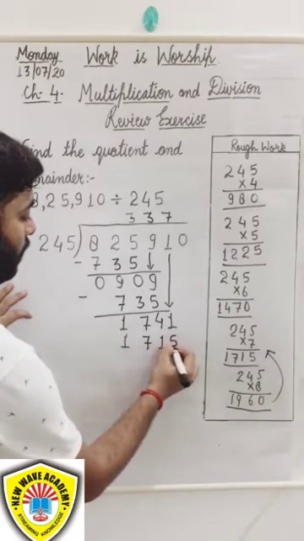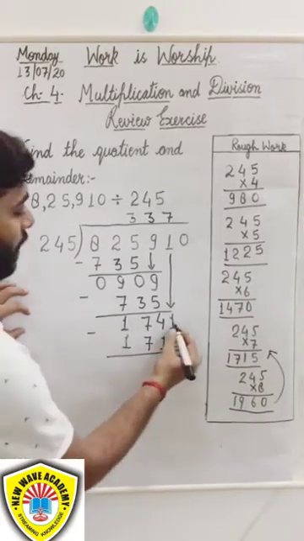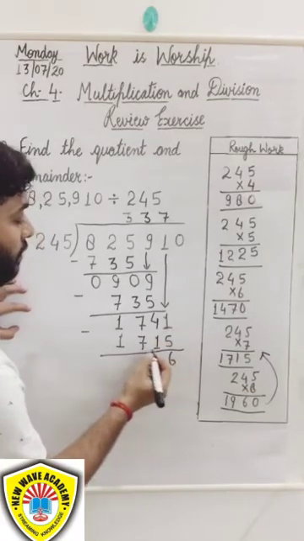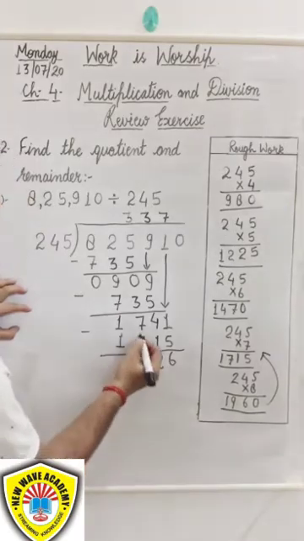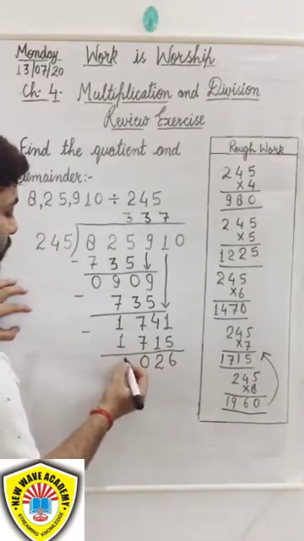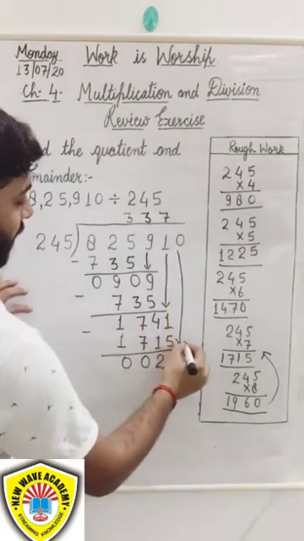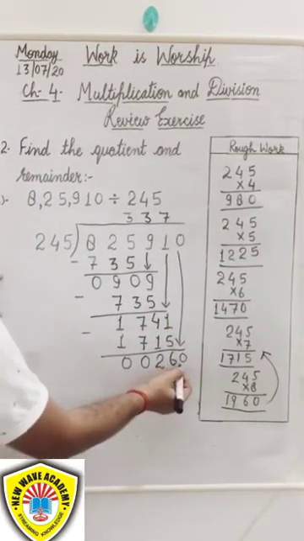1715. Okay. Now subtract the numbers. 11 minus 5 is 6. 3 minus 1 is 2. 7 minus 7 is 0. 1 minus 1 is 0. Now here we take 0 from above. The number will become 260.